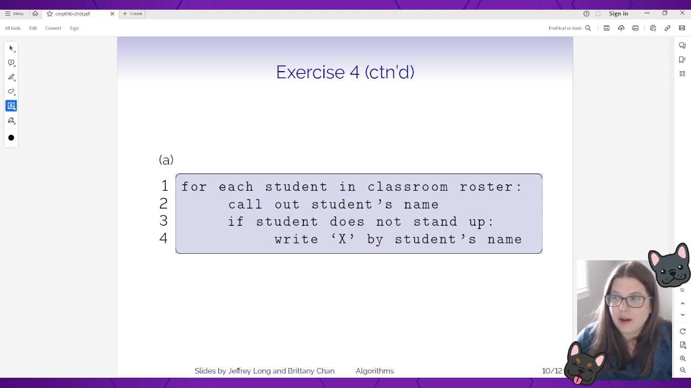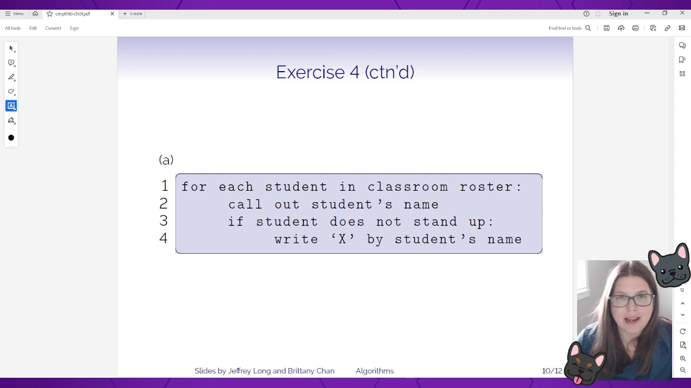All right, so I'll just go through one of these and then I'll want you to go through the other one on your own and you can take a look at the solutions. And if you have questions, again, post in the discussion. But here's our first algorithm. If we read this aloud, it says, for each student in the classroom roster, call out student's name. If student does not stand up, write X by student's name.